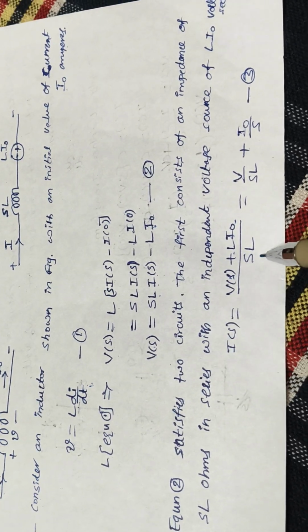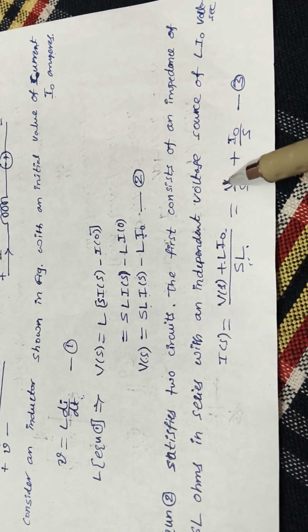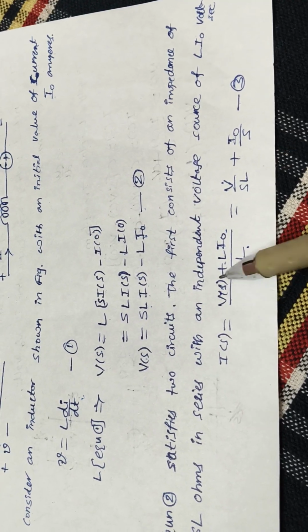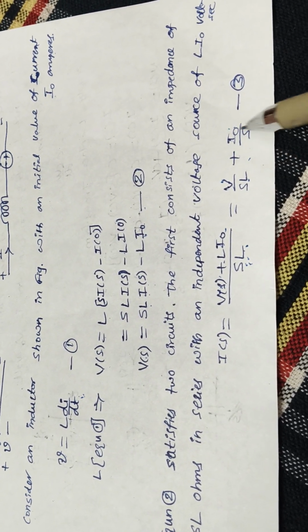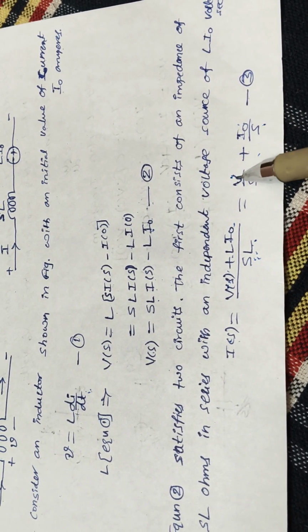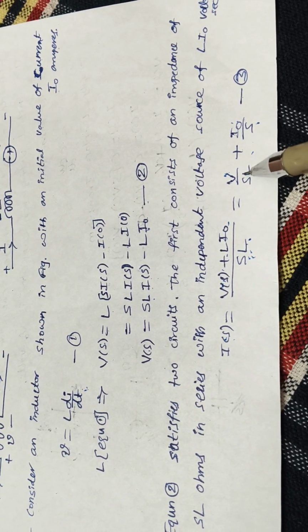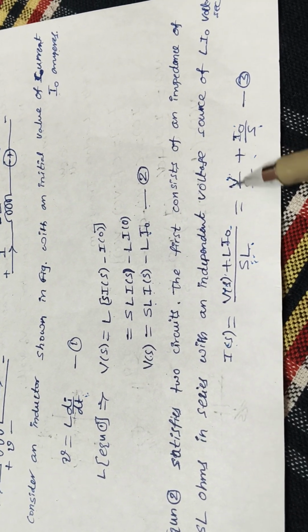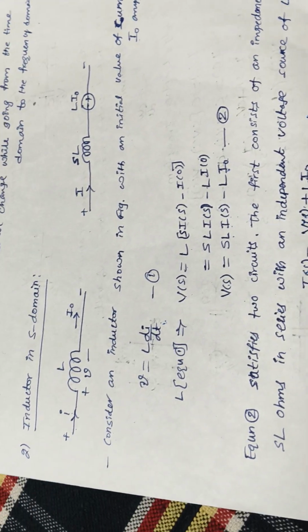SL will go to the denominator. If I rewrite it again, capital V of S by SL plus I naught by S. This I of S is equal to V by SL, means V by impedance. SL is nothing but impedance here. Voltage divided by impedance, and also one current source.